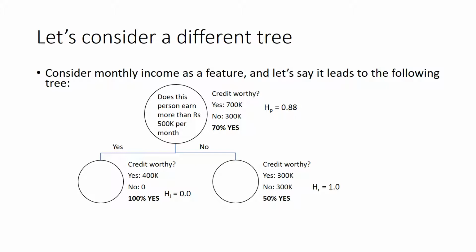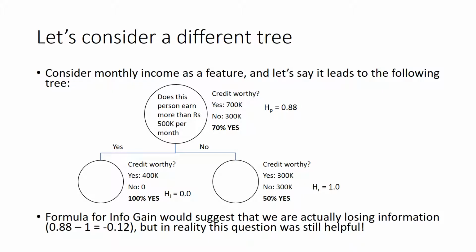It has now increased to 1.0. Okay. Now the problem is, if I therefore go by max, because if I apply the formula for info gain wherein I'm considering max, this would suggest that I'm actually losing information. Instead of gaining some positive information, I have lost information. But in reality, this question was still helpful.